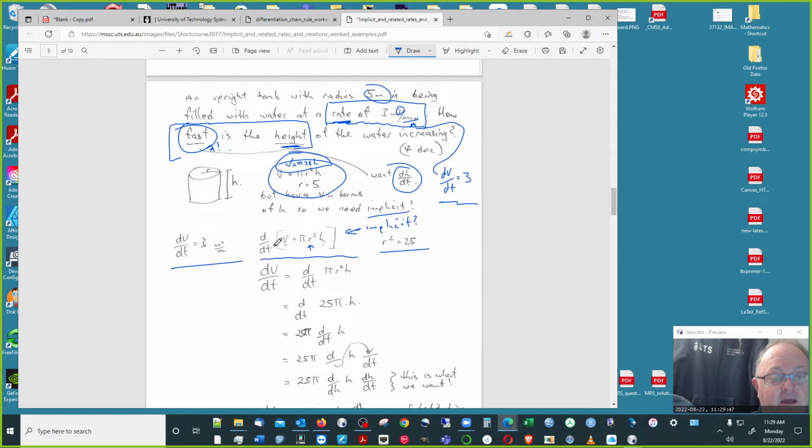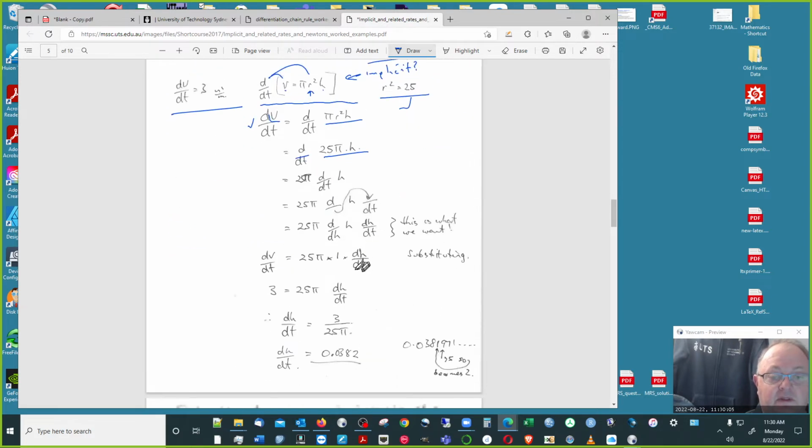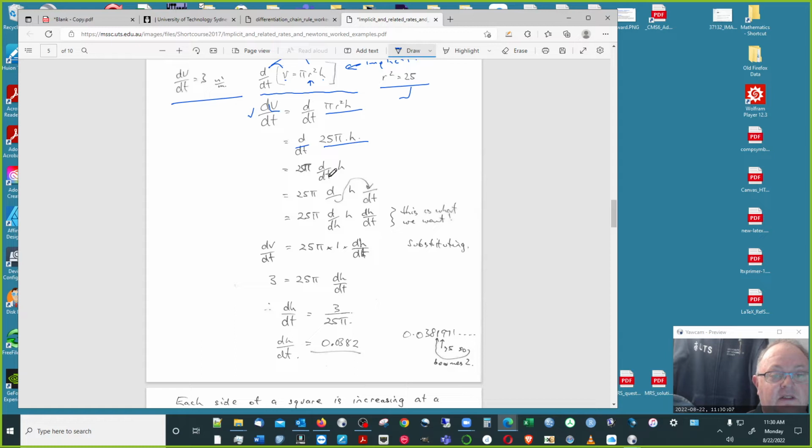Then we'll do d/dt for both sides. So d/dt for that one gives us dV/dt, that's what we wanted. And d/dt for this term is going to be 25, the 25 came down, so it's going to be in terms of H. Now d/dt of H, putting the constant out the front, doesn't make any sense, but it does when you invoke the chain rule.